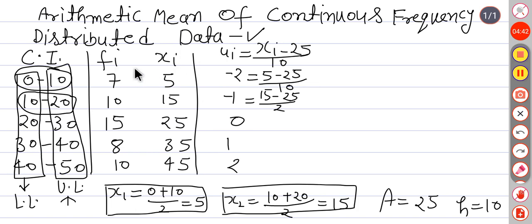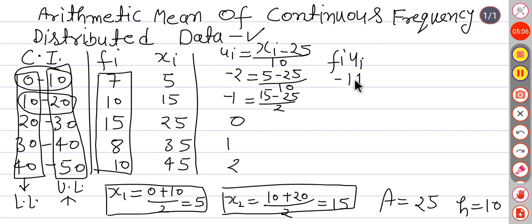So you have fi ui. You will also require the sum of all frequencies, and one more column fi ui. That would be minus 14, thereafter minus 10, multiplying fi by ui, so minus 10, 0, 8 and 20.